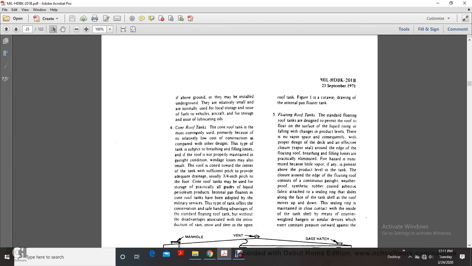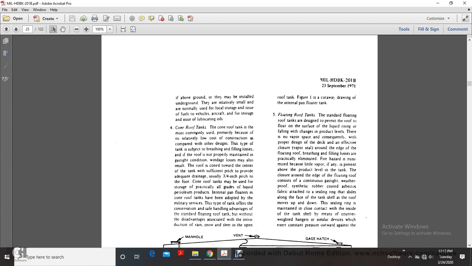Practically all grades of liquid petroleum product may be stored. Internal pan floaters in cone roof tanks have been adopted by the military for this type of tank, offering conservation and safe handling advantages of the standard floating roof tank, but without the disadvantages associated with the introduction of rain, snow, and sleet in the open roof tank. Figure 1 is a cutaway drawing of an internal pan floater tank. Floating roof tank.